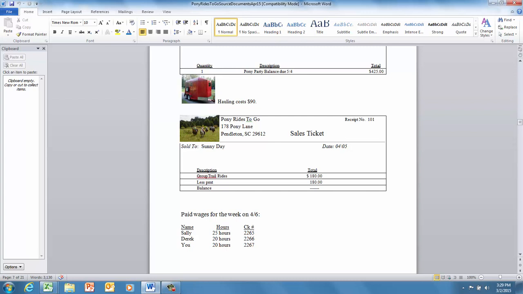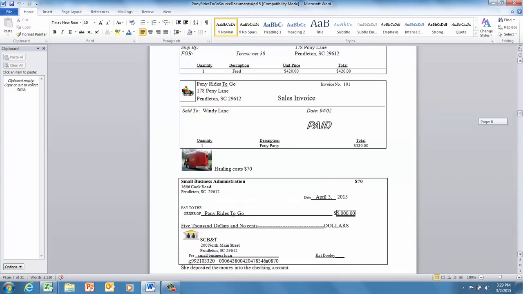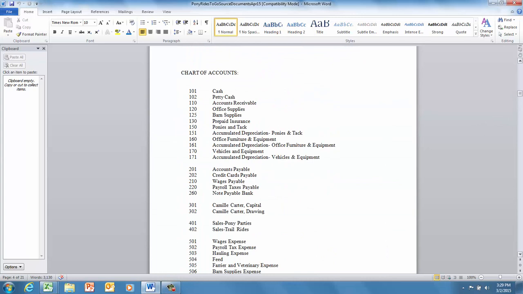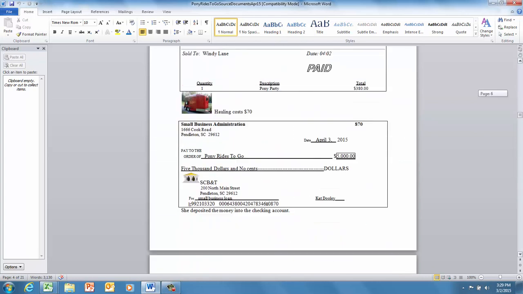And so here we had a group called Under the Direction of Sunny Day, and their group cost $180. And we always receive the cash. There's never a balance due. And so we received cash of $180. And we gave up the fact that we sold our trail ride services. So we're going to debit cash, and sold services means it's a revenue. I go down to my revenue accounts, which start with a 4. And there's sales-pony parties and sales-trail rides. And so we'll be crediting sales-trail rides in this case.